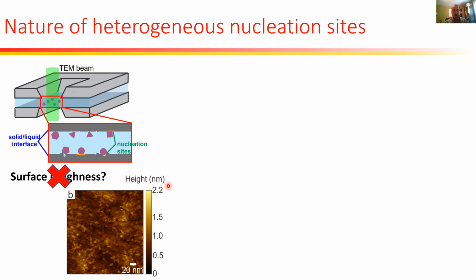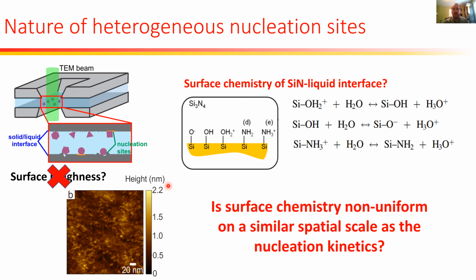The next question we asked was, could it be the surface chemistry of the silicon nitride interface? We know that the way silicon nitride is deposited, it ends up having both silanol (SiOH) as well as silamine groups at the interface. Some of these can be charged due to deprotonation or protonation. So we asked whether the surface chemistry is non-uniform on a similar spatial scale as the nucleation kinetics.